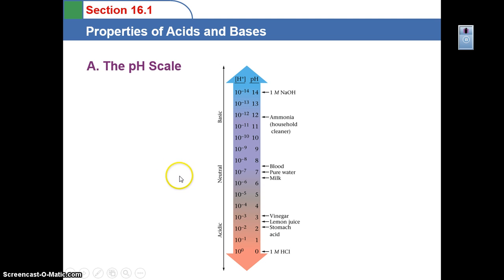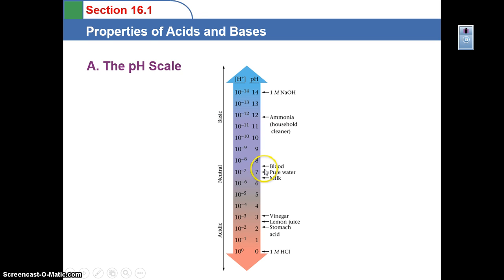Here's a pH scale showing some common things that you may be familiar with, and what their pH would be. While we have neutral right here at 1 times 10 to the negative 7th, that would be where you have equal numbers of hydrogen and hydroxide ions. Pure water is right at a 7. Milk is a little bit acidic. Blood is a little bit basic, but not by a whole lot.